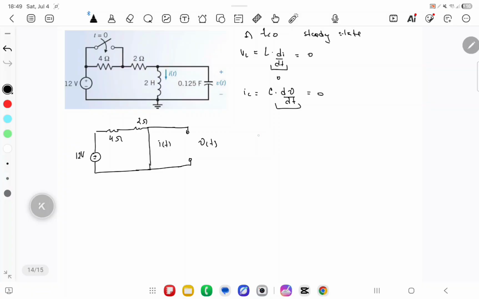When it comes to steady state analysis, we also have to find our initial values: the initial value of current and the initial value of our voltage. It is quite obvious that our V0 is equal to 0, and our I0 is equal to 12 over 4 plus 2, which is equal to 2 amperes. Okay, so now that we know all the initial values, we can move to the transient state.